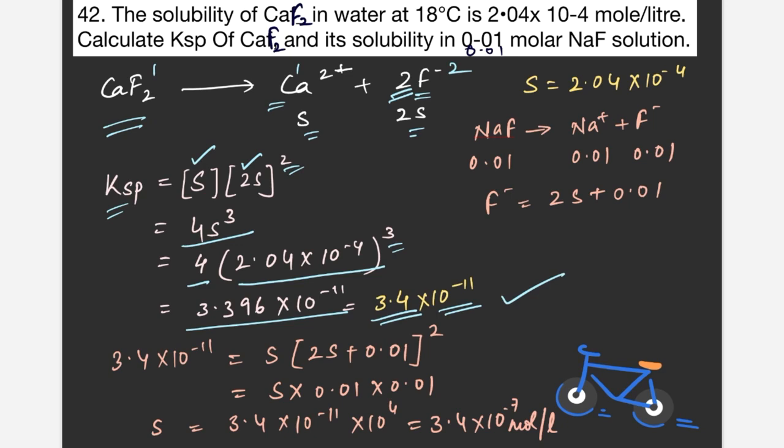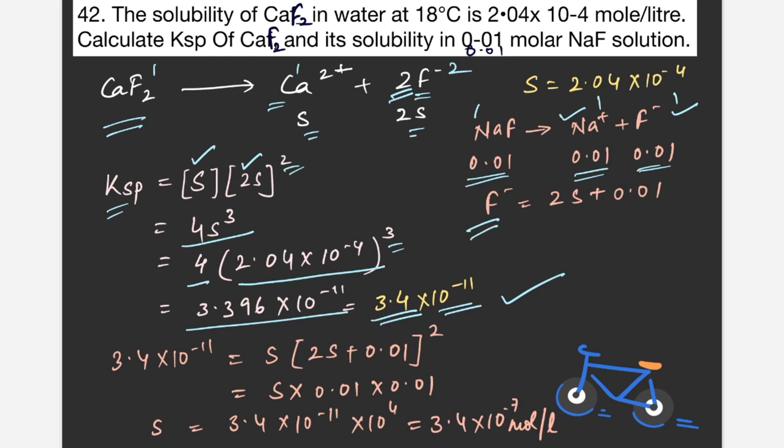Now this calcium fluoride is mixed with 0.01 molar sodium fluoride solution. Now what happens due to this? Now sodium fluoride dissociates to give sodium ion and fluoride ion, right? 1 mole of sodium fluoride gives 1 mole of sodium ion and 1 mole of fluoride ion. Okay. So 0.01 mole of sodium fluoride will give 0.01 mole of sodium ion and 0.01 mole of fluoride ion. Correct? तो यहाँ पे calcium fluoride is giving fluoride ion, sodium fluoride is also giving fluoride ion.